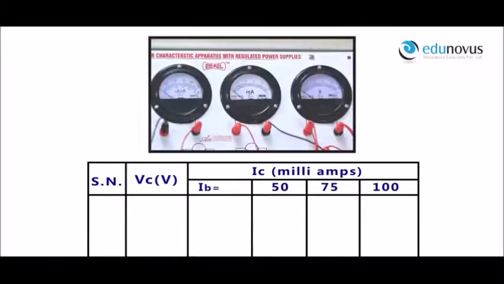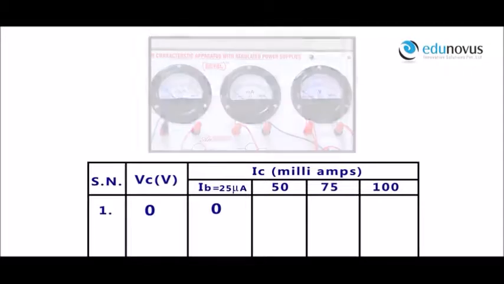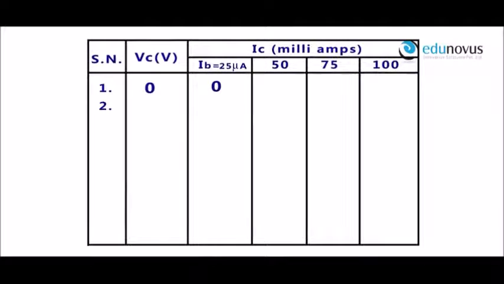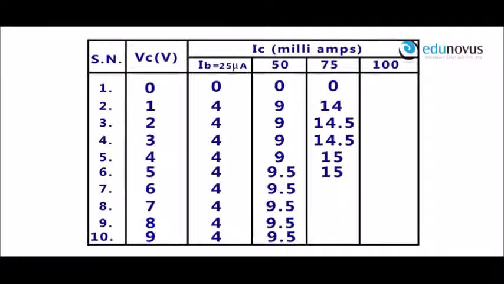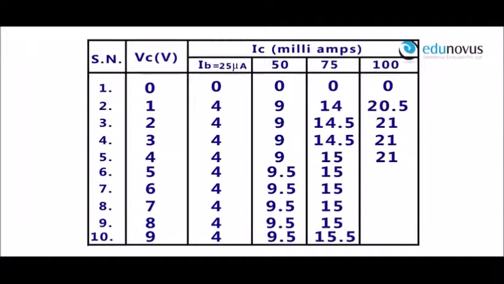Output characteristics. For output collector voltage VC equal to 0 and input base current IB equal to 25 microamperes, the output collector current IC is equal to 0 milliamperes. Now, keeping the base current constant, we note down the collector current by increasing the collector voltage. Similarly, for constant base current of 50, 75 and 100 microamperes respectively, the values of collector current IC are as follows.